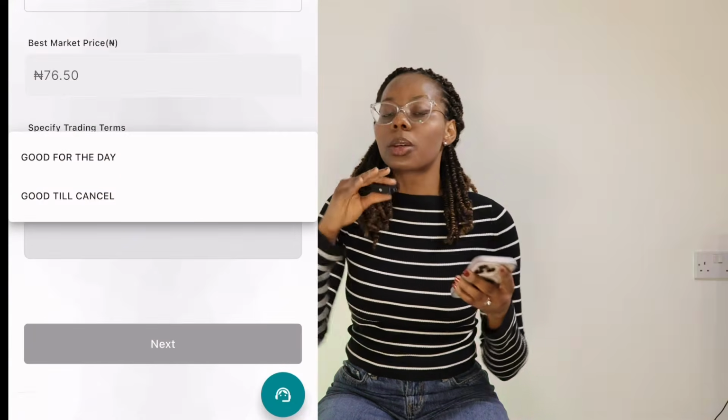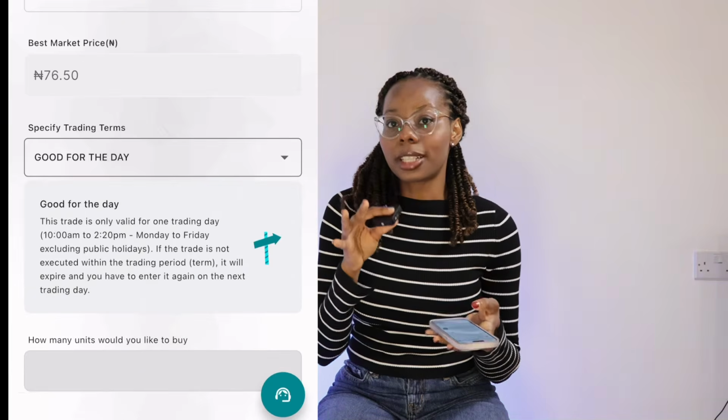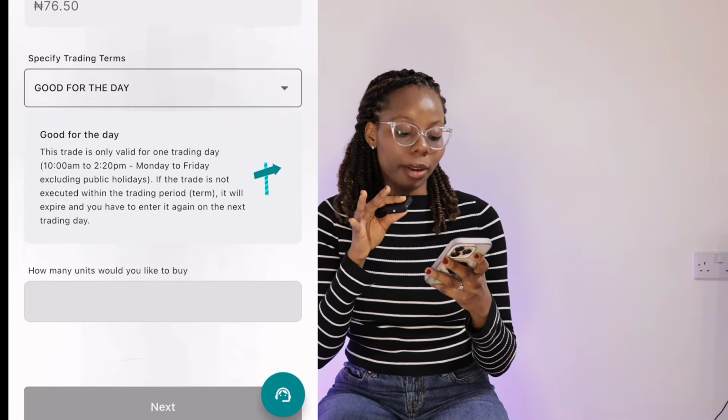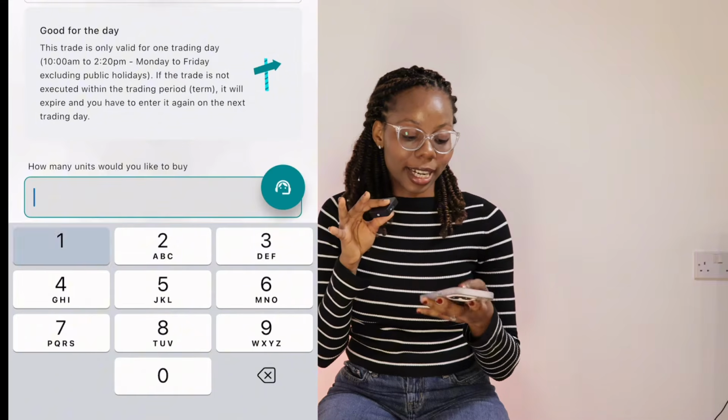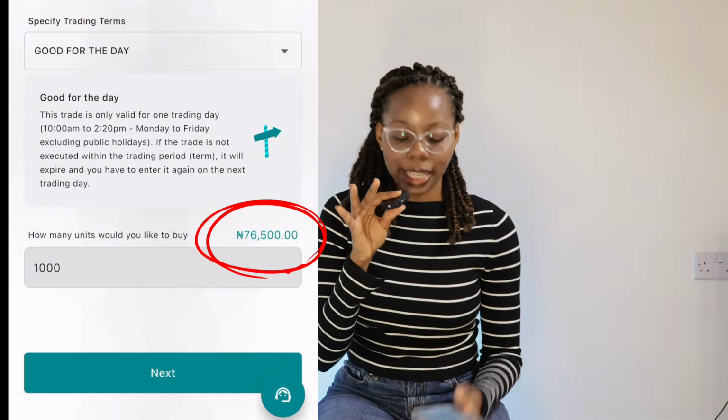Good for the day means that they will have this order open, and if at the end of the day this order is not filled, they will cancel it. Then good till cancel means that they will have this order open, and even if they don't get a seller, or even if they are not able to execute this order, they will still have it open until you cancel it. So we'll choose good for the day, and then we'll select how many units of shares we want to buy. So let's say we are buying 1,000 units of Zenith Bank, and that gives us 76,500 naira.